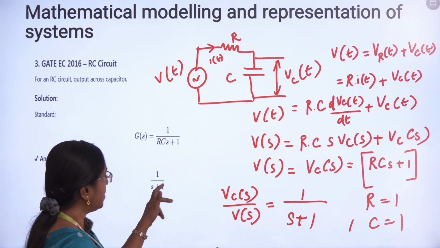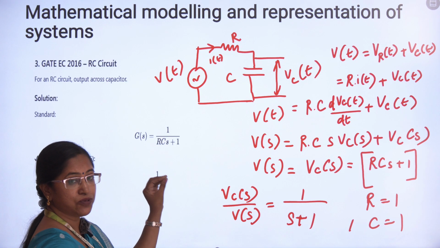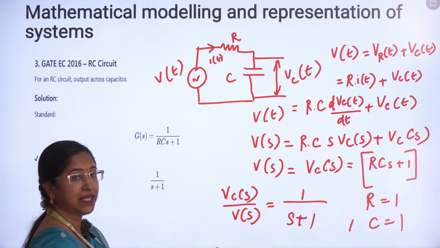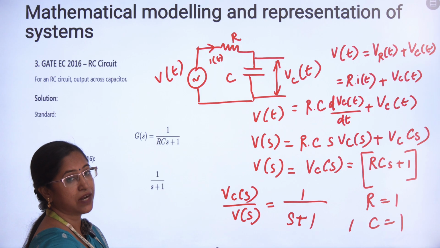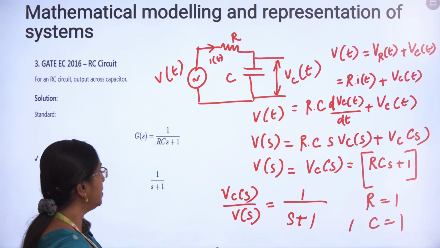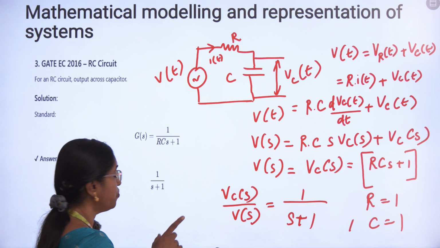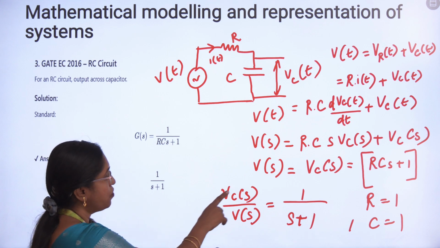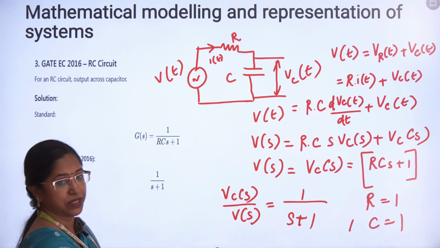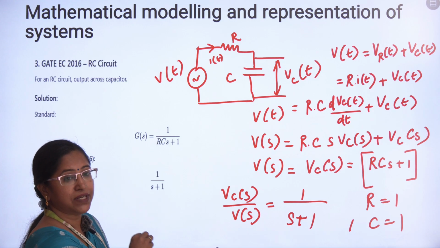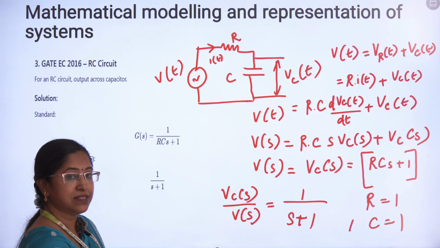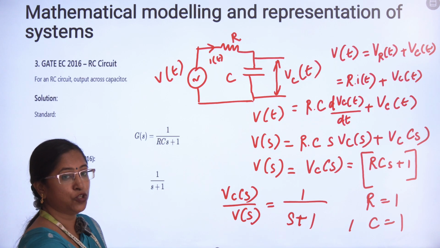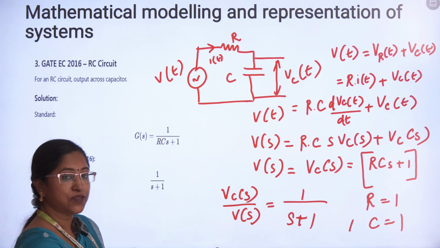But since in GATE questions the values of R or any component values are not given, we take the values as 1. R value is equal to 1 and C value is also equal to 1. Therefore your G of s will be equal to 1 by s plus 1. So these are the different GATE examples they have asked based on your mathematical model. You have to find the transfer function.